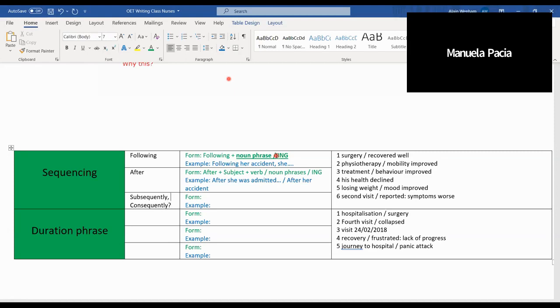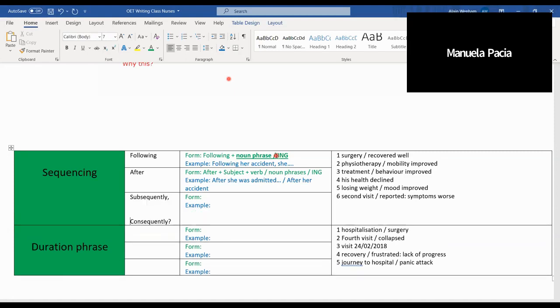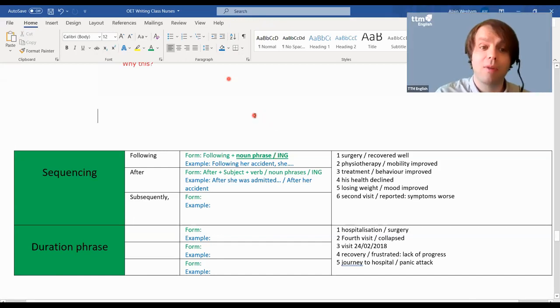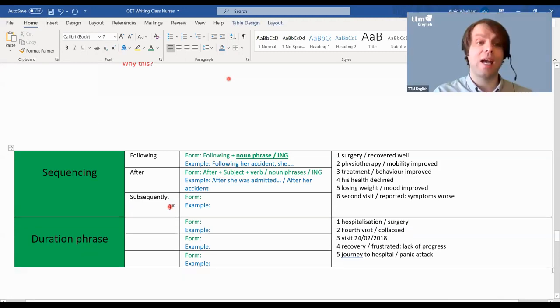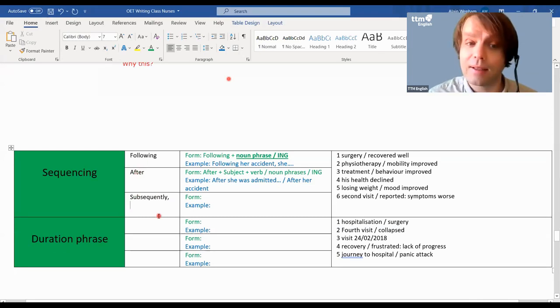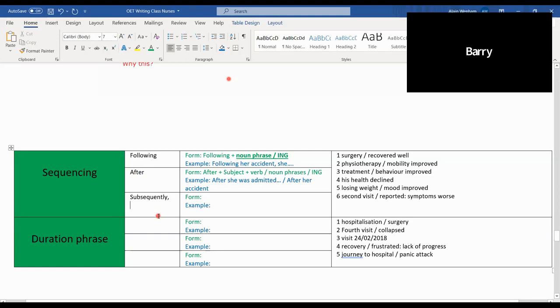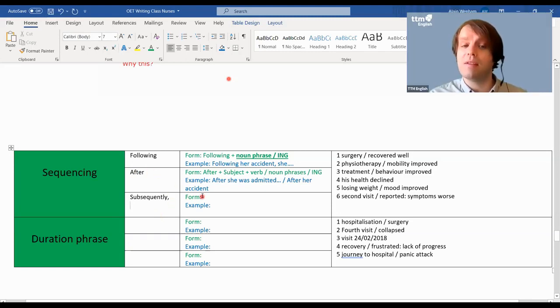Consequently is like what is following after a thing happened. It's results language. Thank you. So we'll look at that tomorrow. Consequently is results language. Subsequently is following something, or just later, after something. It just has that meaning. Like you could say, I had a bath and subsequently I watched TV. Afterwards, you could also say, but that's a little bit informal.